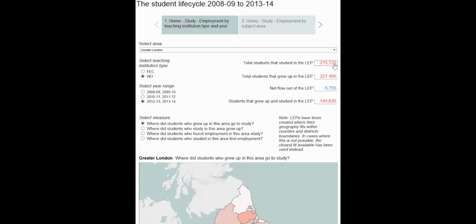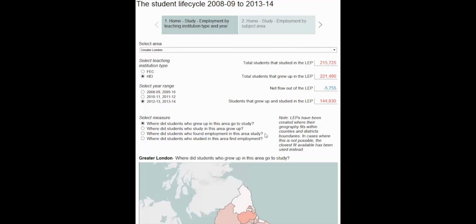At the top of the page there is some summary data, giving you an idea of the population in each area. The first number at the top shows the total number of students that studied in an area during that time period, irrespective of where they grew up. The second number shows how many students grew up in the area, irrespective of where they studied, and the third number shows the net flow in or out of the area, which is the number that studied there subtracted by the number that grew up there. The number at the bottom shows how many students grew up and studied there.